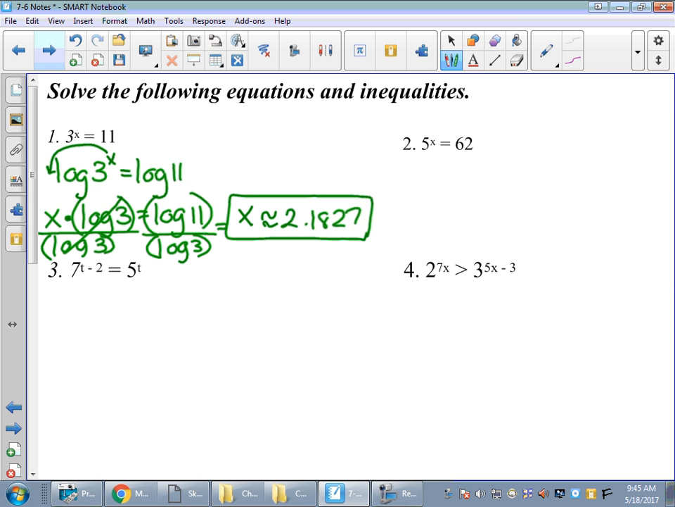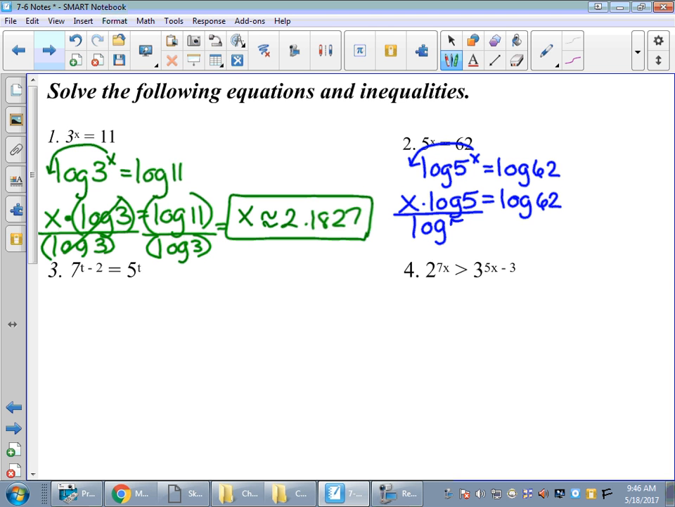Let's try the next problem here. So we've got 5 to some power is equal to 62. I can't write 62 as a power of 5, so I'm going to bring in common logs. Log of 5 to the x equals log of 62. So I brought in common logs. I'm going to use the power property to bring down the x. So x times ugly log of 5 is equal to ugly log of 62. To get x by itself, we're multiplying, so now we're going to divide.